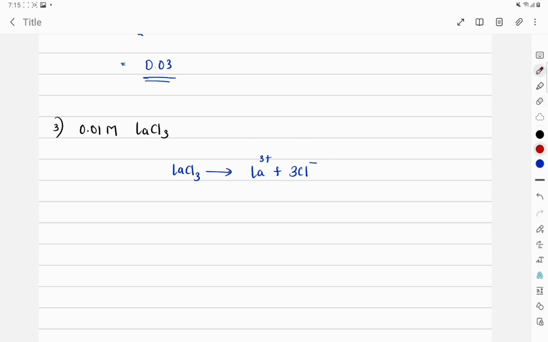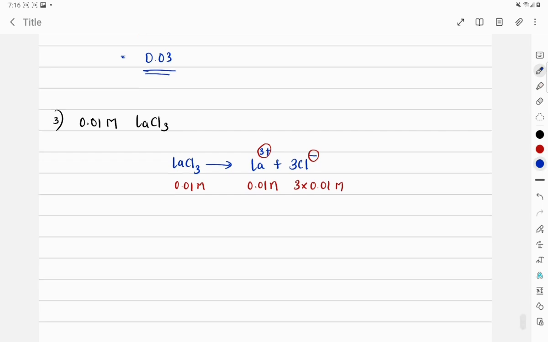Okay, now let's go to LaCl3. The charge is always 3 plus here, 1 minus here. So since there are 3 chlorine atoms, don't take 3 minus for chlorine, take 1 minus, and as I told, the 3 will go to the concentration part. So here it is 0.01 molar. 1 La3 plus will get 0.01 molar. 3 Cl minuses will get 3 into 0.01 molar. So this is how the concentration goes.